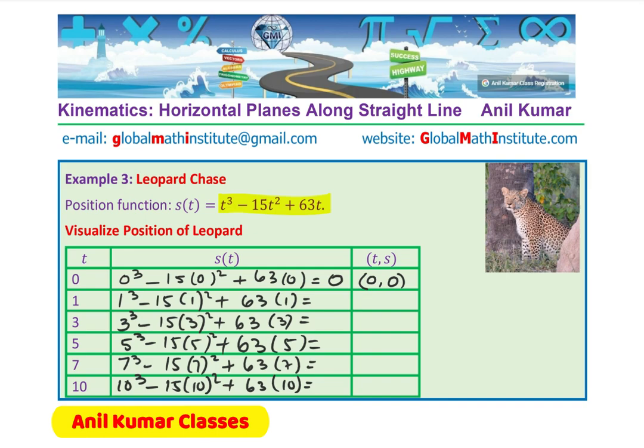So we have first 1 cubed minus 15 times, within brackets, 1 squared, bracket close, and then plus 63 times, within brackets, 1. When I do that, I get a value which is 49. So we get the coordinate point (1, 49). Is that clear to you?